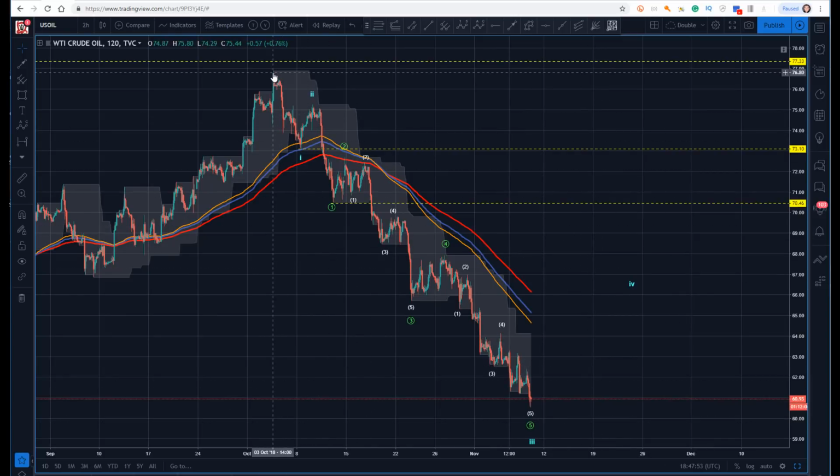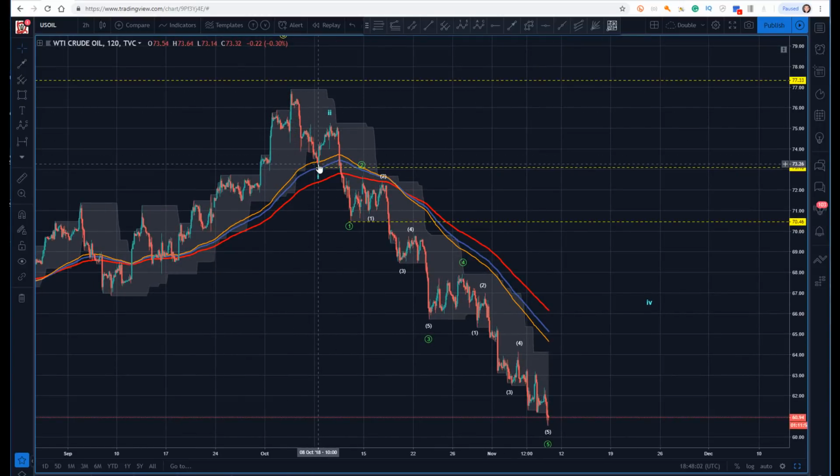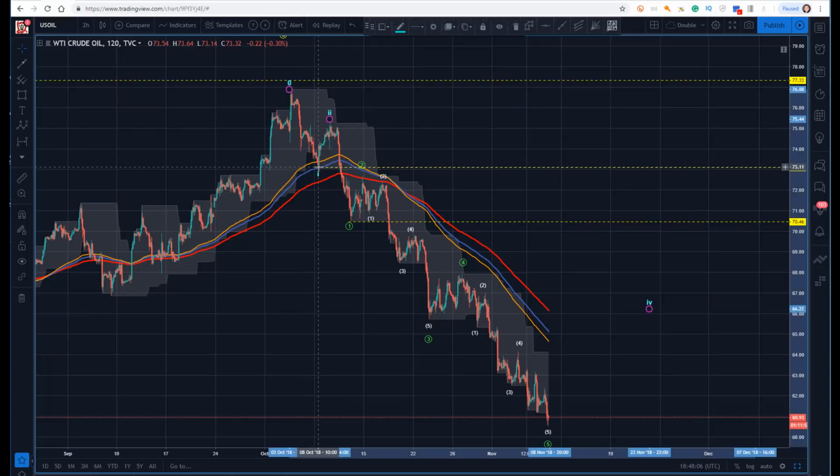So this is the count that I think we've got here, which is we've had an extension here in the third. Because we get this 1, 2, 3, 4, 5, it's hard to argue with that as anything other than the 1. I've got a nice clean, now granted I'm on a 2 hour here, but I'm sure you can see that. We've got a little 1, 2, here's the impulse, 3, 4, down we come. So I've got a solid 1.